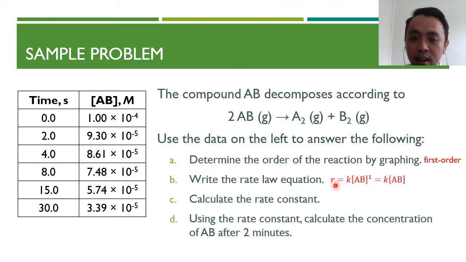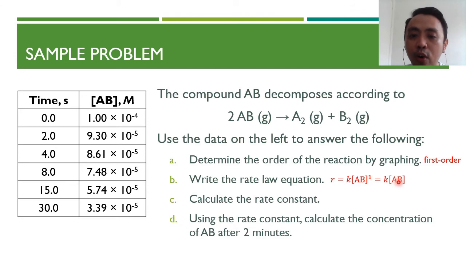Once again, the rate R is equal to the rate constant K times the concentration of the reactant AB. Notice here that we do not write the coefficient of AB, just the chemical formula of the reactant. So we have AB raised to the power of 1 since this is a first order reaction. Now from mathematics, we've learned that any number raised to the power of 1 is just equal to itself.